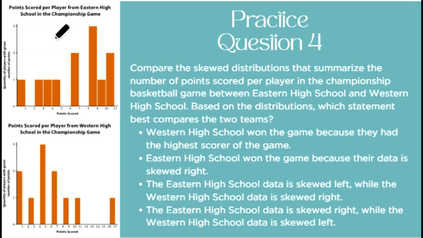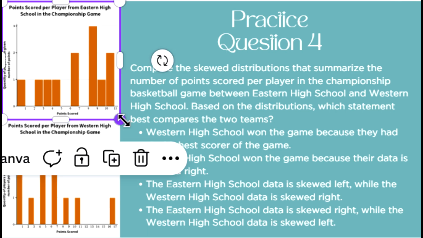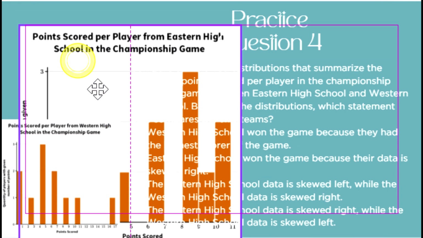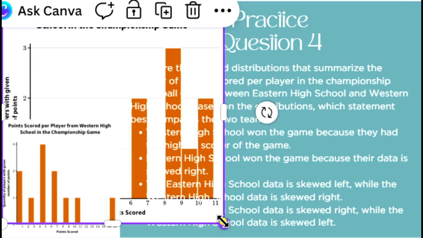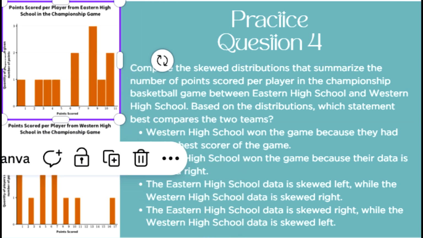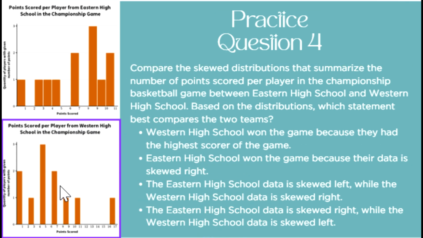This one is, it's too small, I can't read it. I don't even know which school is which. This is, oh, this is Eastern. Okay, Eastern's on top, Western is on bottom. So Western High School won the game because they had the highest scorer of the game.